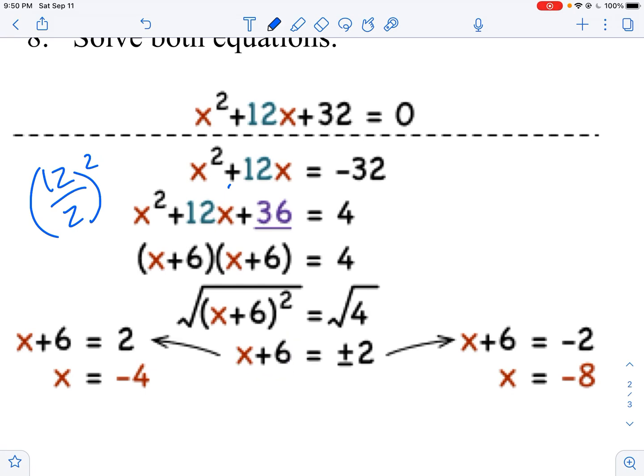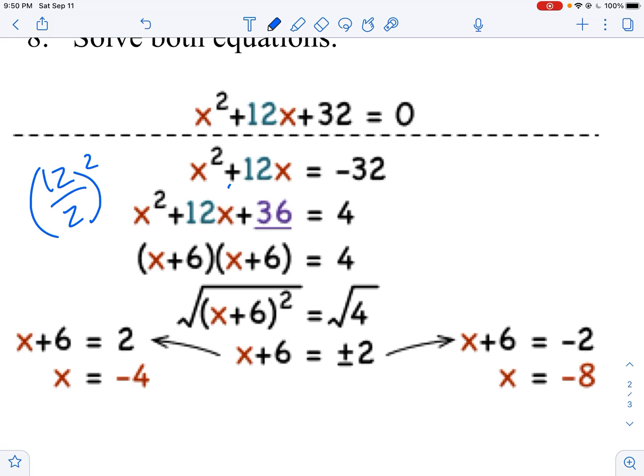Convenient. That's not exponential anymore. That is linear. An important thing to remember, when you do the square root, you square root both sides. And so you have to square root the 4, which gives you plus or minus 2. Remember, when you square root, there's two options. You can have a positive version or a negative version.